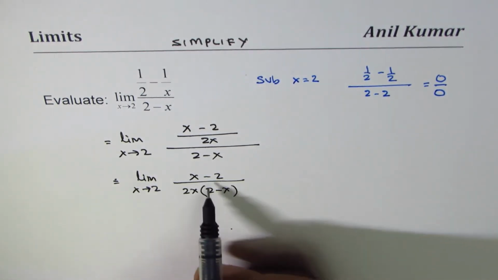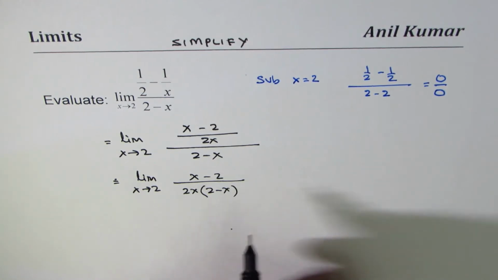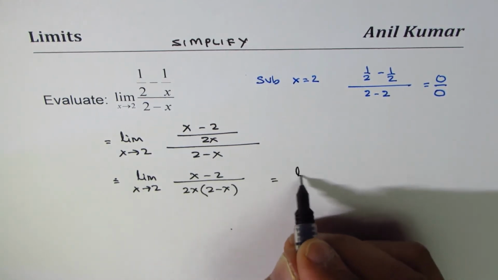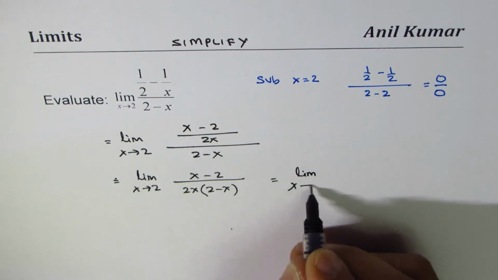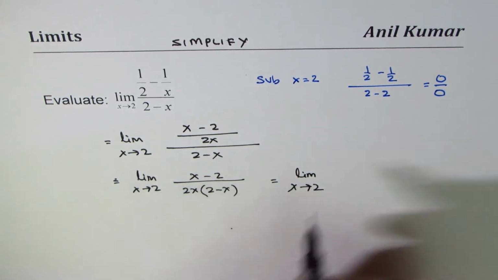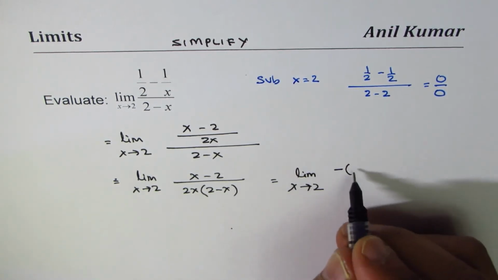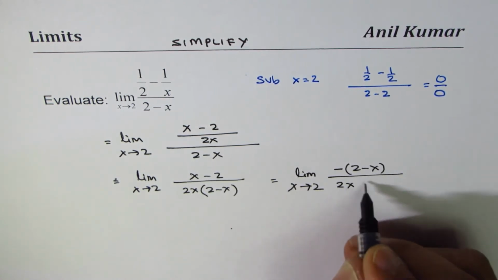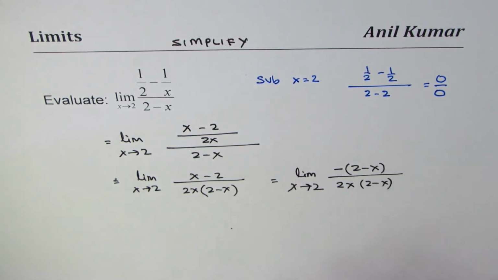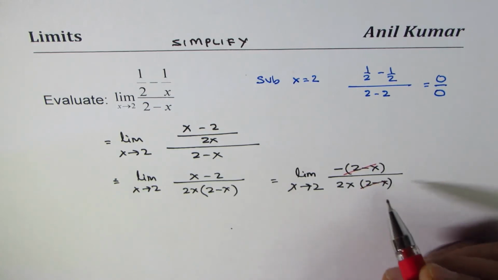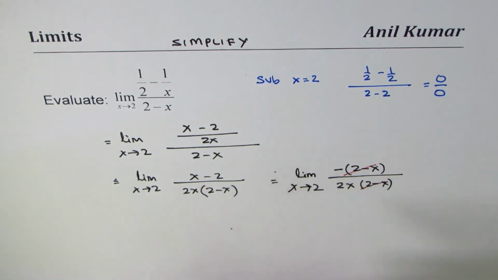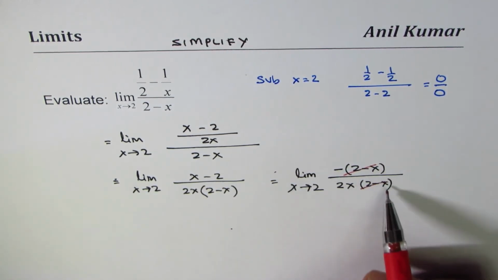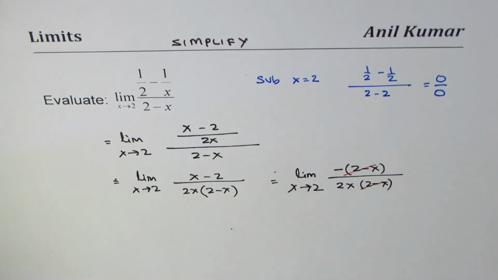Now, x minus 2 and 2 minus x are kind of similar. I'm adding a step here just to make it absolutely clear. I could write the numerator as minus of (2 minus x), over 2x times (2 minus x). I added this step just to make it absolutely clear. It was not required. You could at times just cancel and write minus 1. So now we can cancel, and we get minus here, correct?